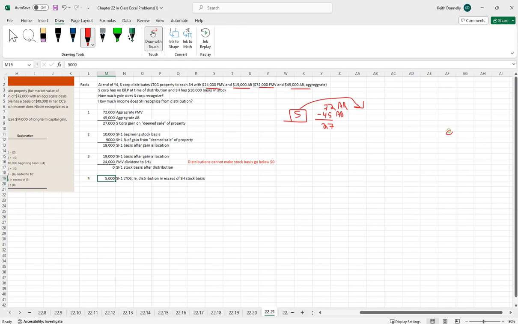We have our shareholder over here. First off, he gets his share of this property, worth 24 and 15. That was at the aggregate; this is at the individual level. So he has his basis over here. What are they saying his beginning basis is? $10,000. Okay. And he's a 1/3 shareholder, so 1/3 of that gain is going to increase his basis by 9. And then it looks like in this case, at the individual level, his share was worth 24,000.